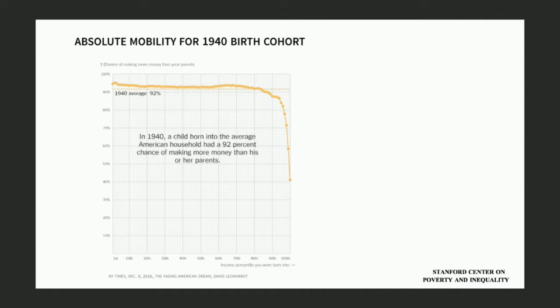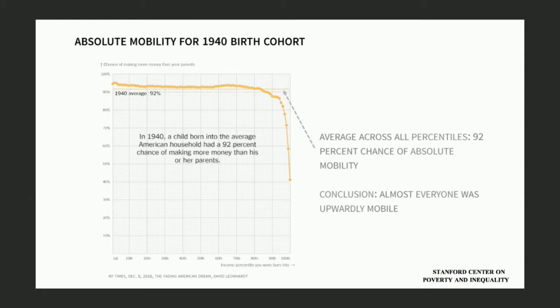And what we see is that if you're born into the 20th percentile, which is roughly the threshold for poverty, 93% of the kids made more than their parents in the 1940 birth cohort. This is when those kids were 30 years old, so in 1970, 93% were making more than their parents. If you're born into the 95th percentile, near the top of the income distribution, you still had an 84% chance of doing better than your parents. So this is the American dream realized across all percentiles. 92% of all children were doing better than their parents.